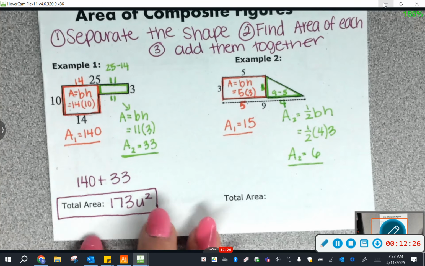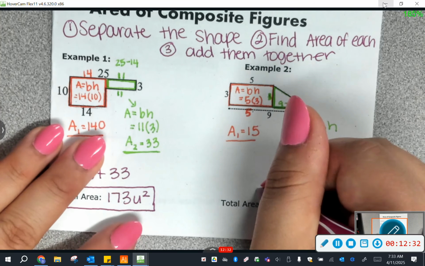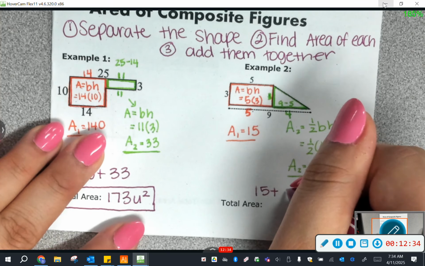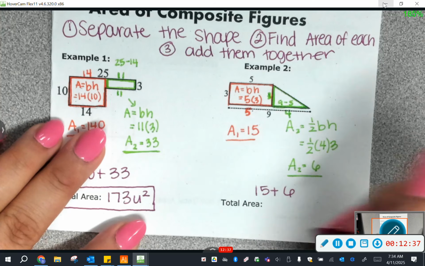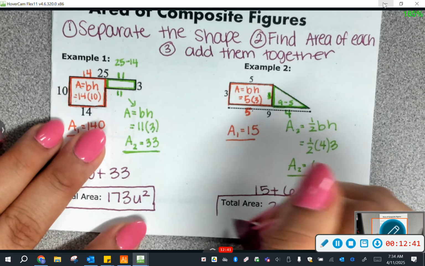So it actually separated the shape for you. We found the area of each. Now what do we need to do? Add them together. What is 15 plus 6? 21 units squared is my answer.